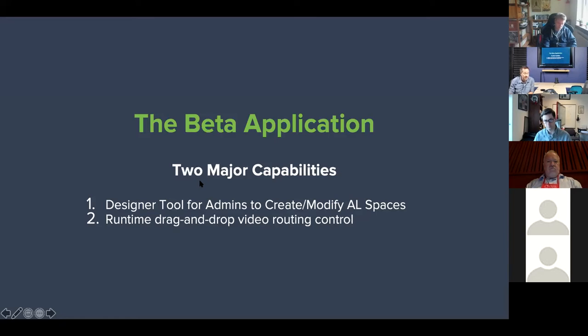So the beta application itself is going to provide 2 major capabilities. It's basically a designer tool that allows administrators and space creators to design, through a drag and drop UI, a new active learning room and basically hit save. I should have added one other role there: it allows that same designer to add users to that space. So you can say, here's the list of faculty that will be using this space.